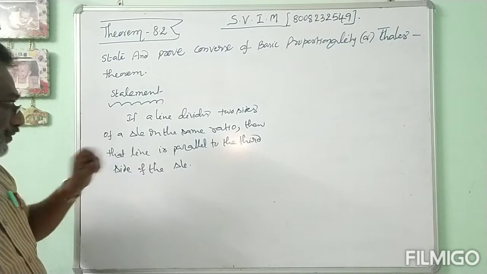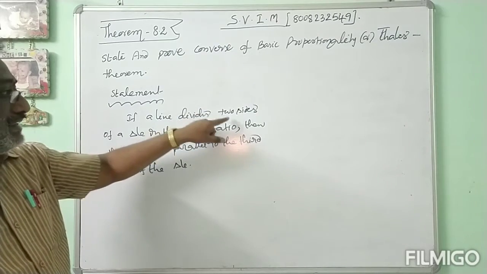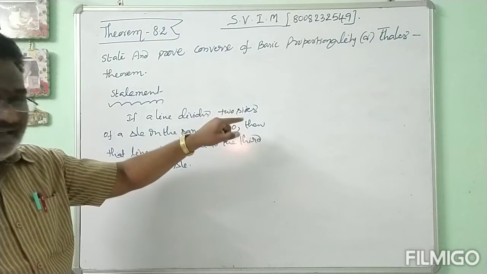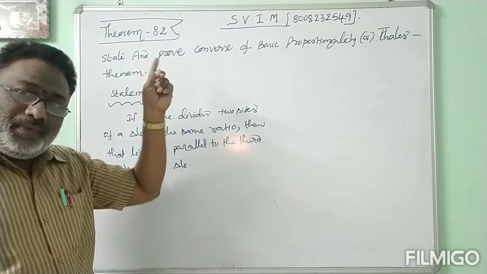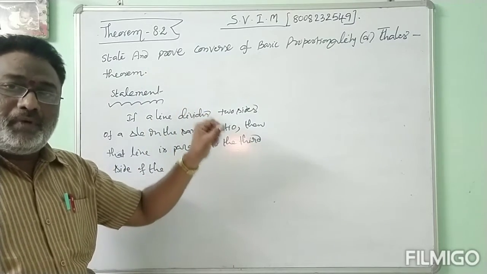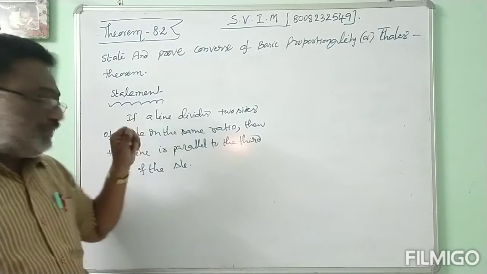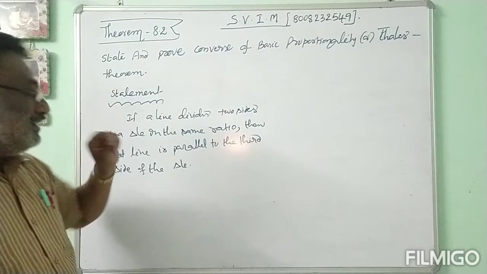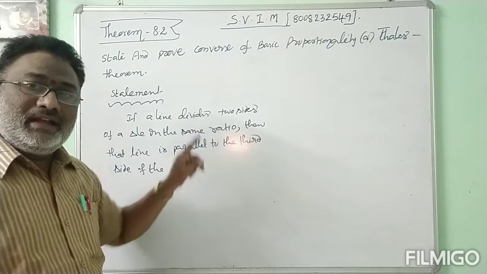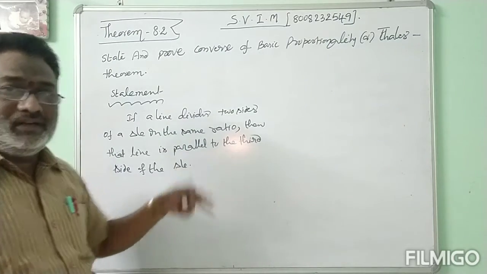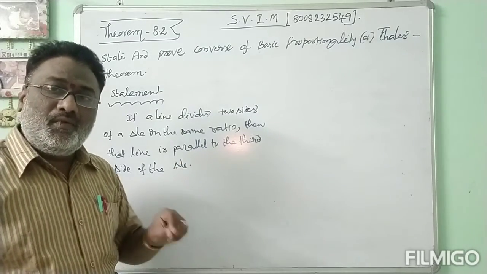So here the given part is, first of all, we need to take a triangle. In this triangle you draw a line which divides two sides of the triangle in the same ratio. That is the given. In the previous theorem it was the required to prove part, but it has come here as the given part. If a line divides any two sides of a triangle in the same ratio, then that line is parallel to the third side. That the line is parallel to the third side is what we need to prove here.